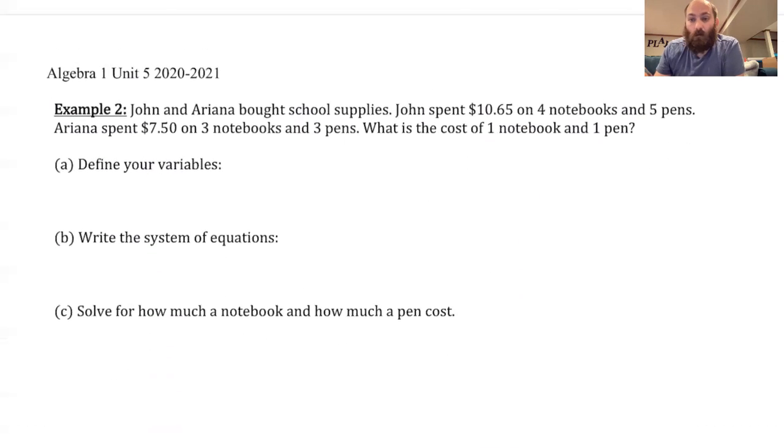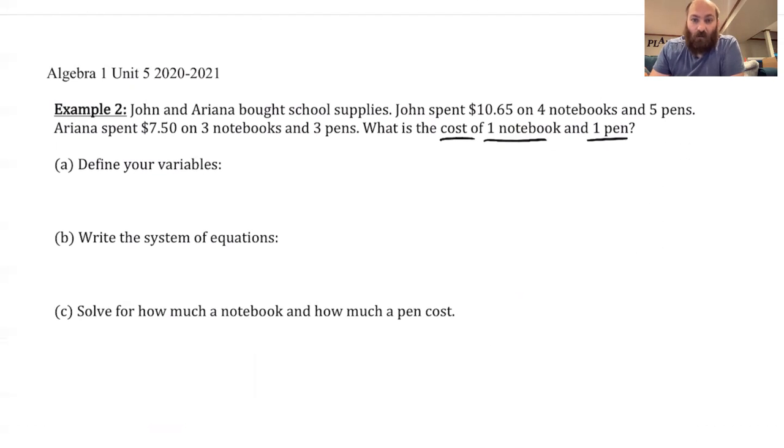All right, example 2. John and Ariana bought school supplies. John spent $10.65 on 4 notebooks and 5 pens. Ariana spent $7.50 on 3 notebooks and 3 pens. What was the cost of 1 notebook and 1 pen? 1 notebook, 1 pen. What is the cost?